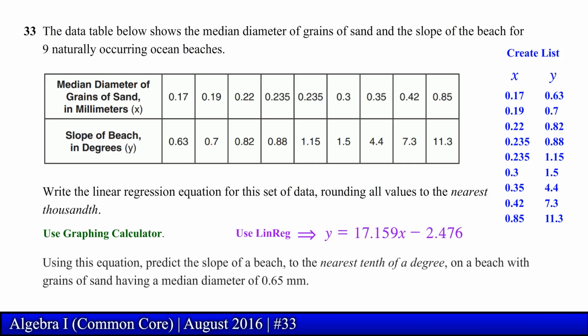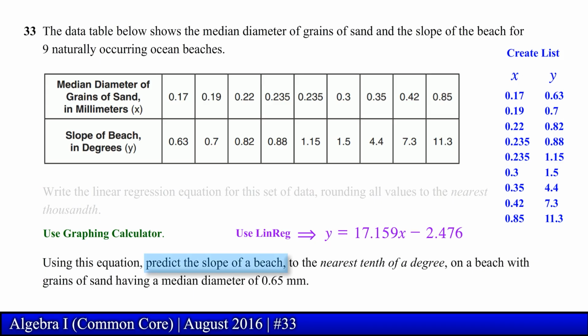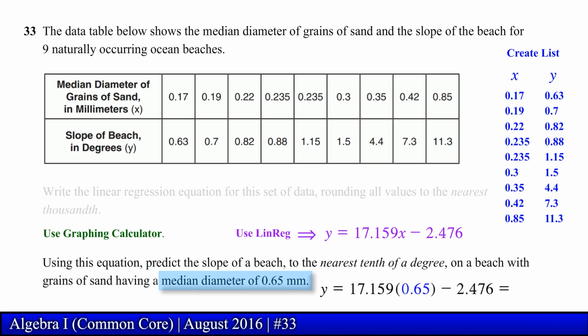Next, we need to use this linear regression equation to predict the slope of the beach when the median grain diameter is 0.65 millimeters. So we evaluate our linear regression equation at x equals 0.65. Simplifying the expression and rounding to the nearest tenth, we obtain 8.7 degrees, and this is our final answer.